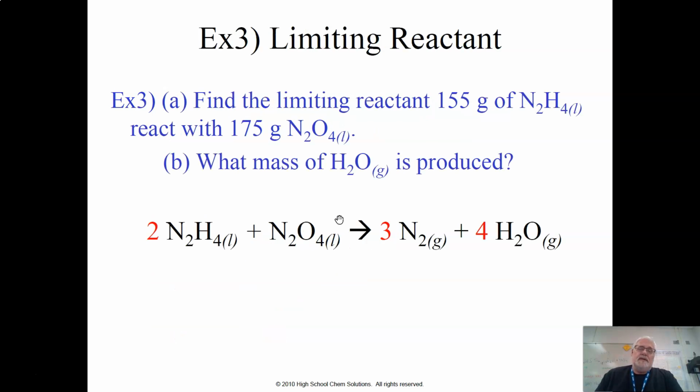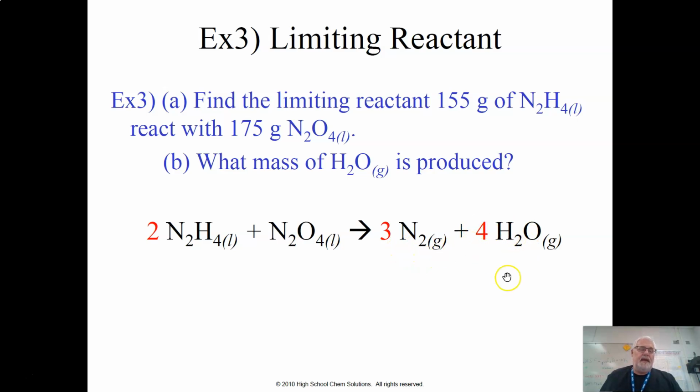Okay, so here's another one that we can do. Take some time to get that all written, and you've got 155 grams of N2H4 and 175 grams of N2O4, which are also both liquids. So you're going to make nitrogen gas, but the product they're interested in this case is how much water are we going to make when we're doing these reactions.